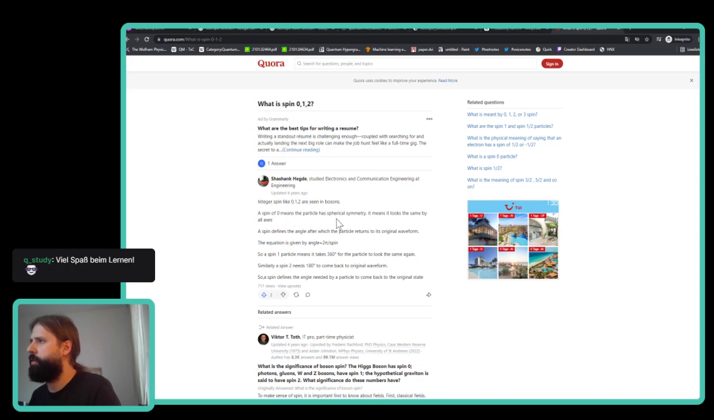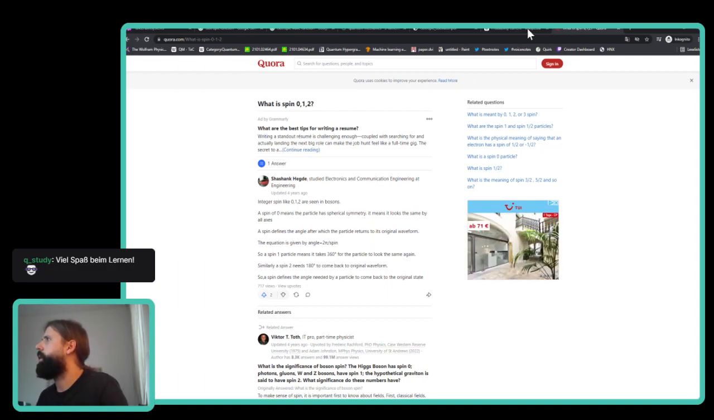Spin 0 means the particle has spherical symmetry. It means it looks the same by all axes. Spin defines the angle through which the particle returns to its original waveform. The equation is given by angle blah, blah. Spin 1, spin 2. Okay, so this is about symmetry or whatever, I don't know.